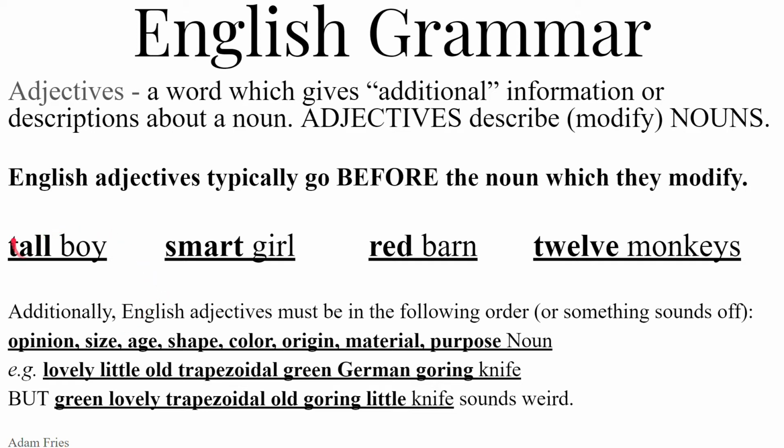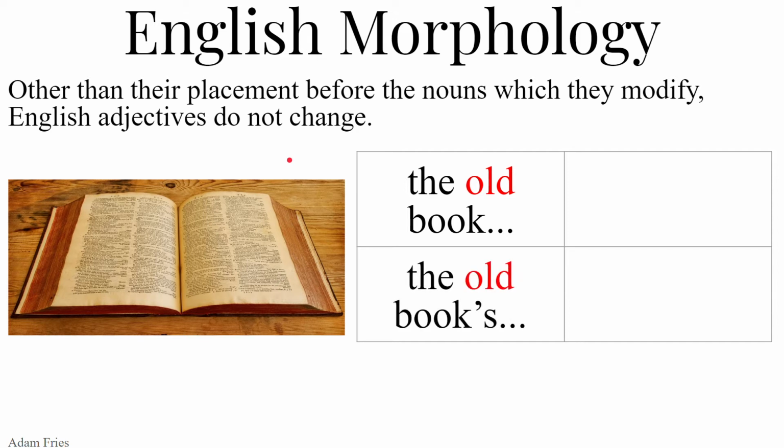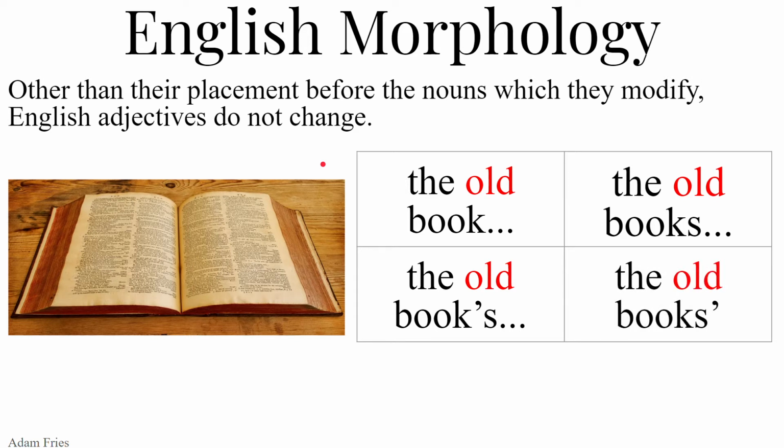So adjectives tend to go before the noun which they modify in English. Other than that, English adjectives really do not change their form very much. If you have the adjective old describing the noun book, we can say the old book. The old book is sitting on the table. The old book's cover is falling apart. The old books are sitting on the table. The old book's covers are falling apart. So notice the adjective old does not change. There's no morphology here. There's no changing of the forms, morphing.